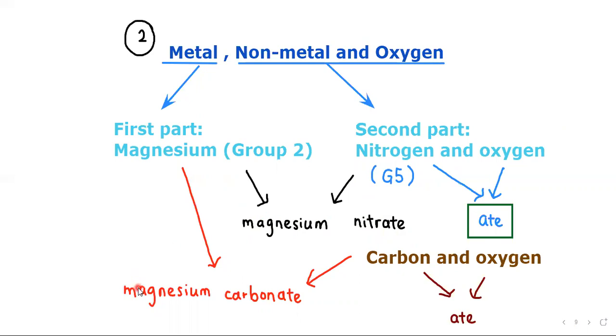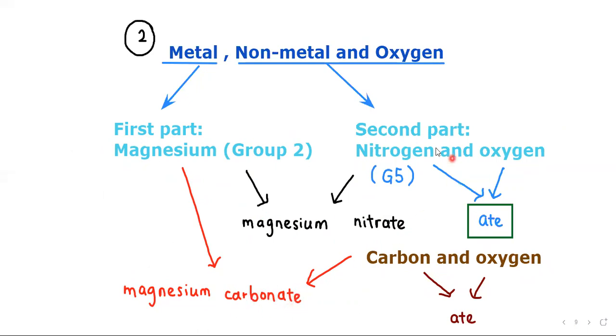Now a second example. You can see the question gives you the same metal, which is magnesium. And then with carbon and oxygen, we change our element name to end with ATE. So at the end, you will get magnesium carbonate.